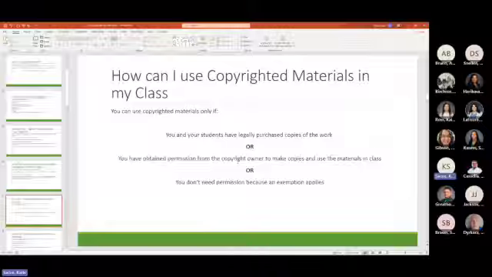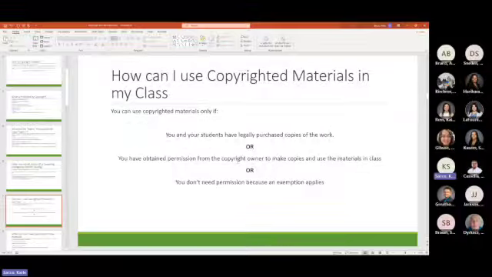So how can you use copyright materials in your class? You can use copyright materials if you and your students have legally purchased copies of that work, you have obtained permission from the copyright owner to make copies, or you don't need permission because an exemption applies, and we'll be going over those permissions.